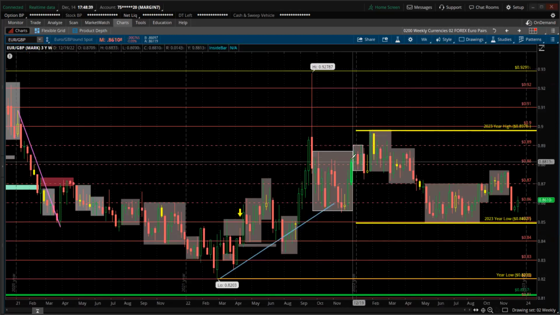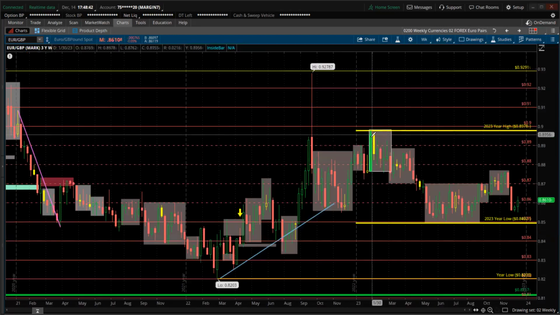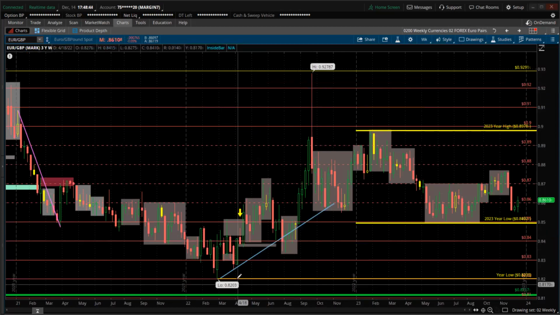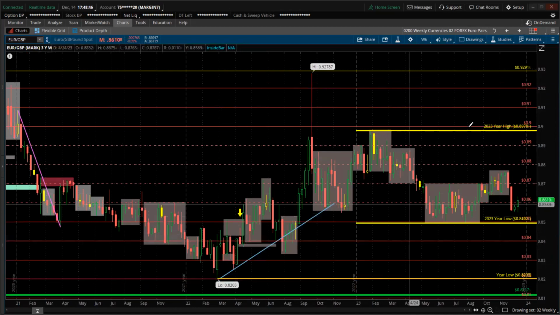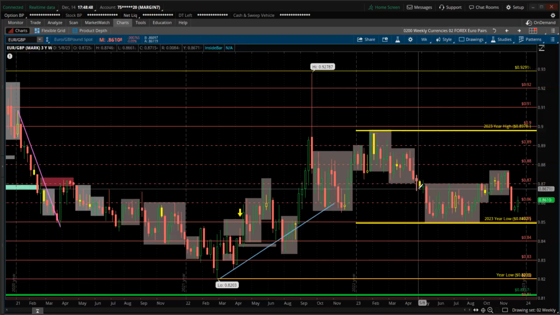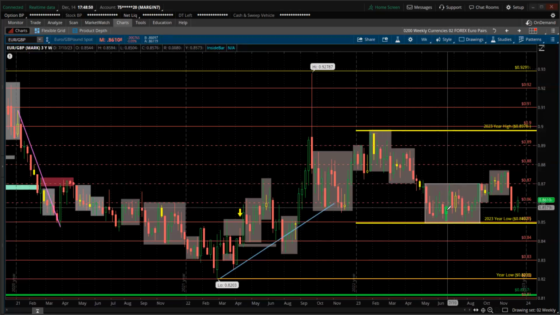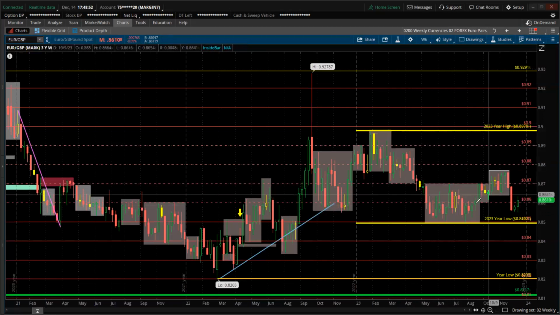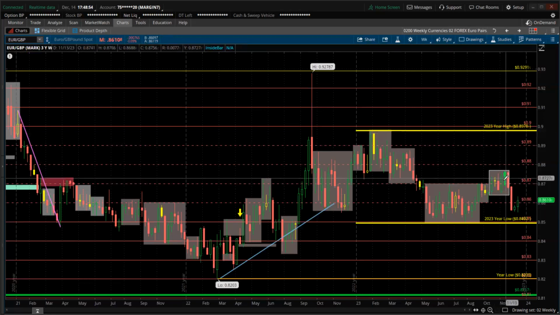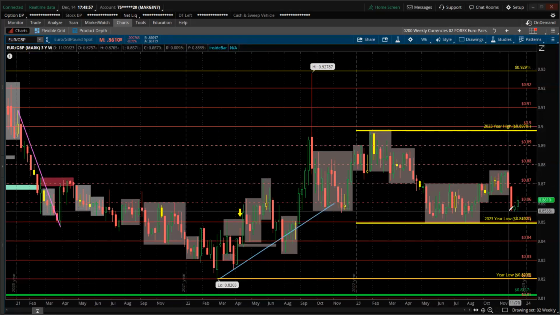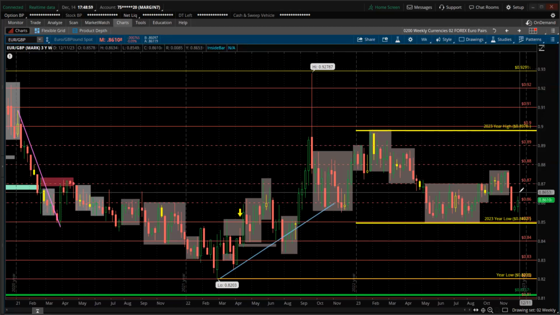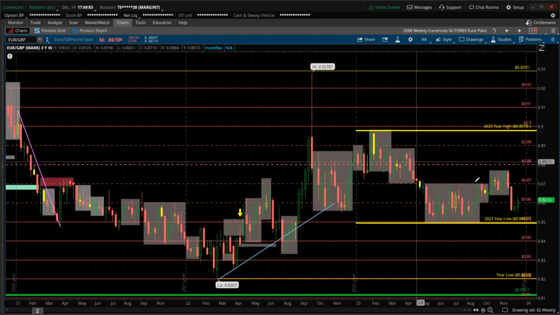Euro British pound. We are still inside the range of last year. Here's the high of last year, the low of last year. Huge consolidation inside that range. And this consolidation here for this year, really weak. Popped up here, small consolidation, and dump. Giving favor of, again, when this trends down, giving the favor to the pound.